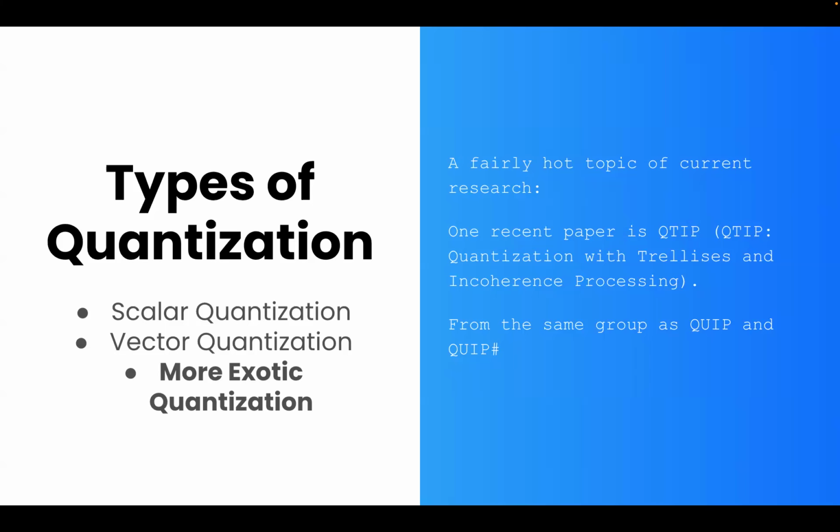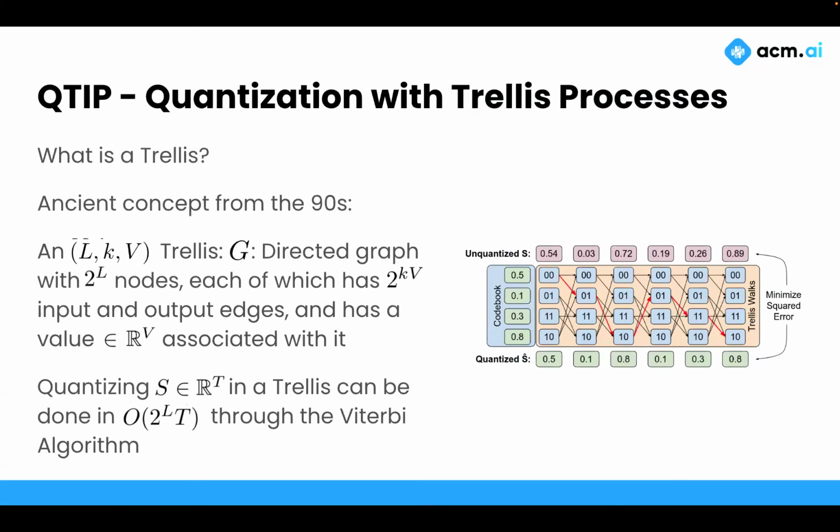What they do is use a trellis. So what is a trellis? A trellis is basically a directed graph with 2 to the L nodes, each of which has 2 to the kV input and output edges, and a value in R^V associated with it. Then if we quantize a sequence of length T, we can do this in linear time with respect to T through the Viterbi algorithm. This is the same Viterbi as from the engineering school at a certain other university in LA.